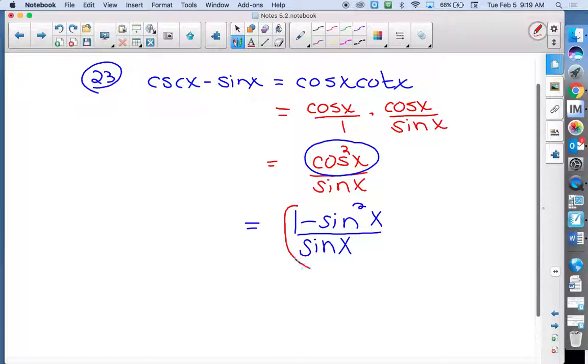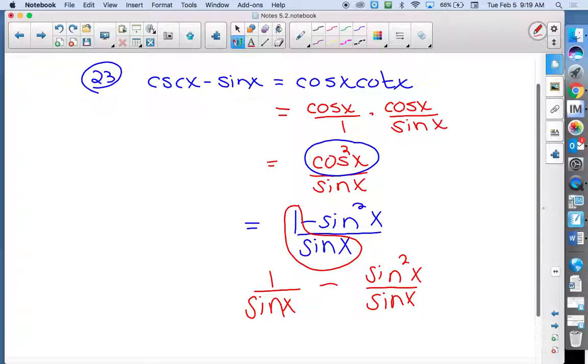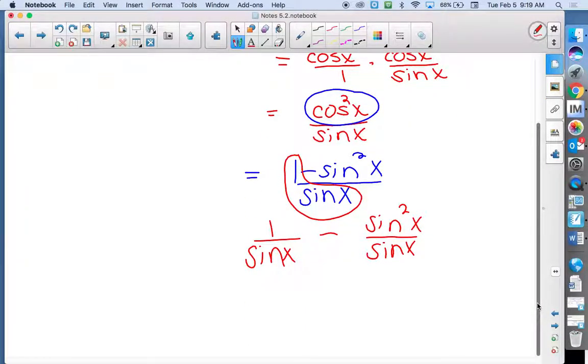So separating the fraction, a little crisscross action here, so 1 over the sine, and then there's a minus, and then we have sine squared over the sine. That's called decomposing a fraction, which we'll do in chapter 7. We'll really talk about decomposing fractions, breaking them down. So usually we find a common denominator and put them together. Well, we're going to have this huge fraction, we're going to start breaking it down.